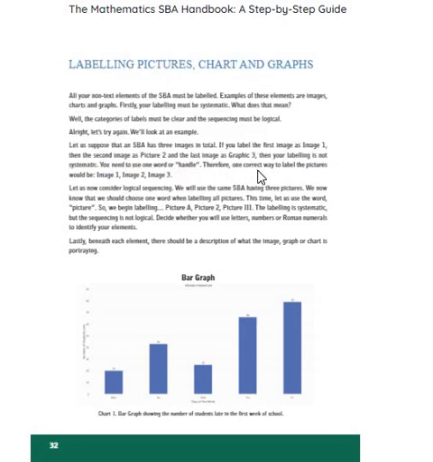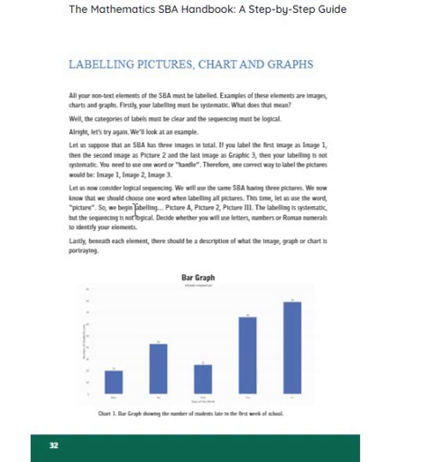Okay. Therefore, one correct way to label the pictures would be image 1, image 2, and image 3. Let us now consider logical sequencing. We will use the same SBA having 3 pictures. We now know that we should choose one word when labeling all pictures. This time, let us use the word picture.